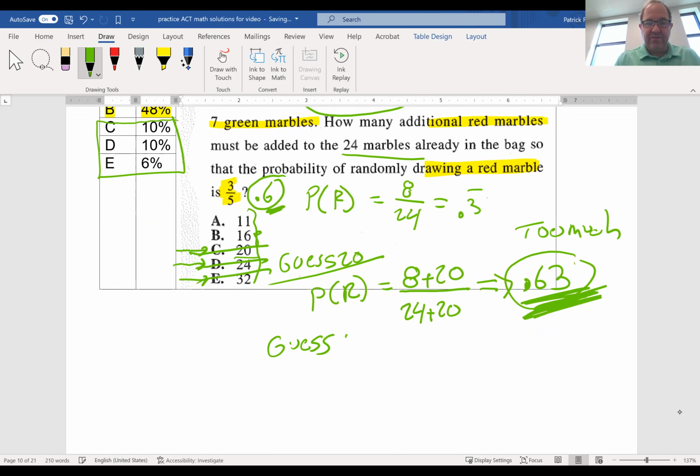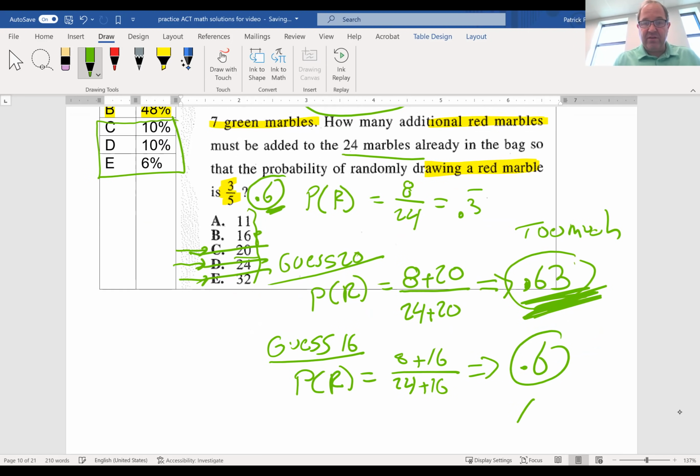I'm going to guess 16 marbles. Oh, again, we had 8 out of 24, right, originally. So let's add 16 red marbles to it. When I use my calculator and divide that, sure enough, I get 0.6 and we have it. So it's got to be letter B.